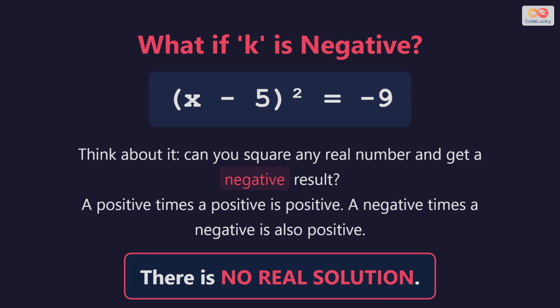Consider the equation (x - 5)² = negative 9. Is it possible to square a real number and get a negative result? No, it's not. Any number multiplied by itself is always positive or 0. Therefore, if you isolate the squared term and find that it equals a negative number, there is no real solution to the equation.